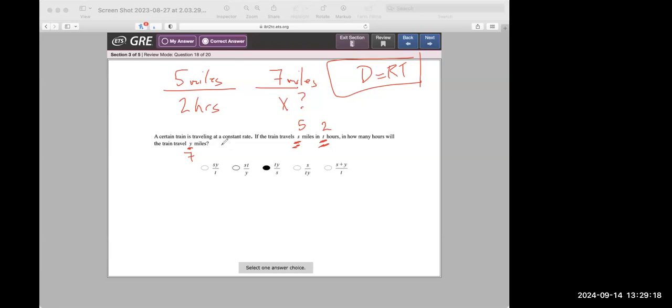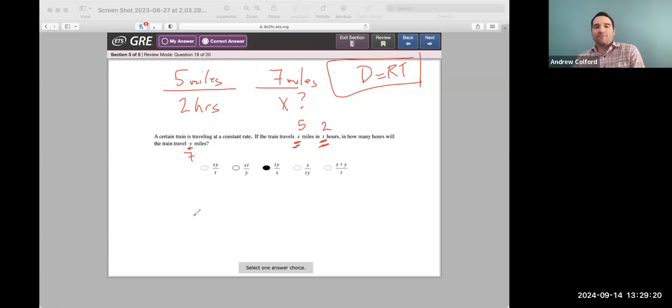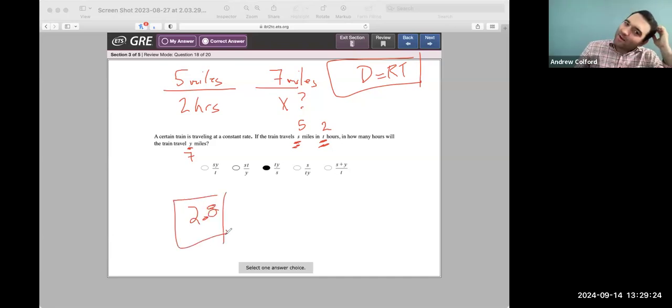2.8 hours. 2.8, right? 14 divided by 5, 2.8-ish. Or that is probably exact, right? Yeah. And so all we have to do now, and I'll write this over here, S was 5, T is 2, and Y is 7. Which one of these, when we plug them in, gives us 2.8?